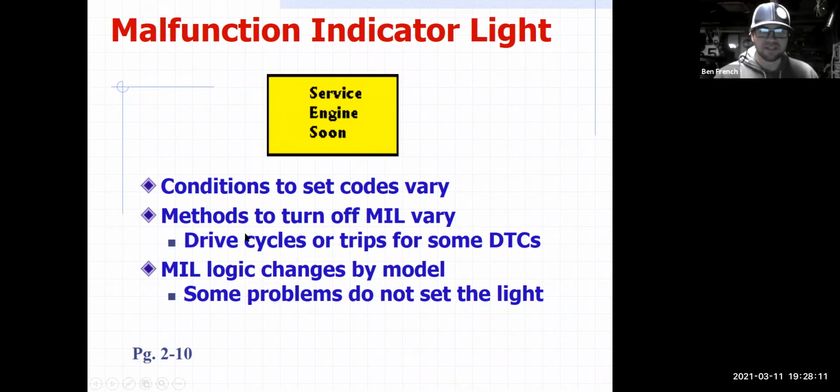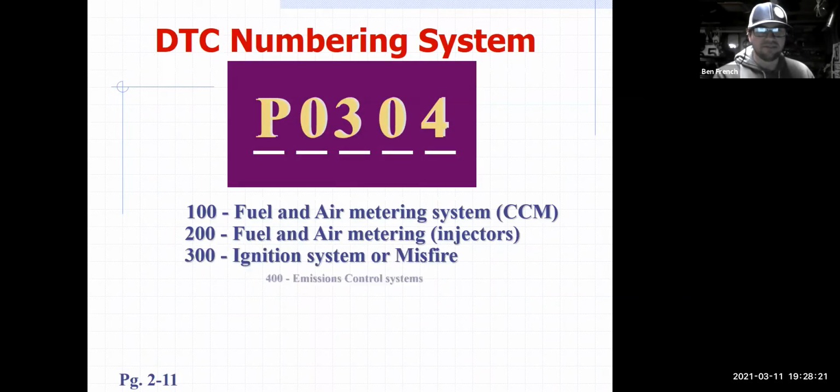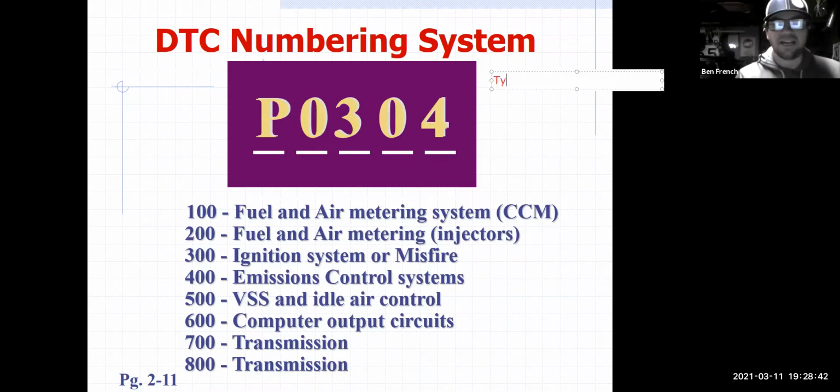It's just some problems don't set the light. Methods to turn off the MIL might vary. Conditions to set might vary. We start looking at these codes on the screen here, and we divided them up into categories. But what's not on here is it depends on what type of code this is. And so what I want to add over here with my text tool is, am I a type A or am I a type B code?